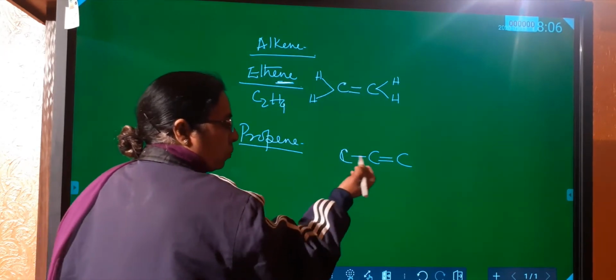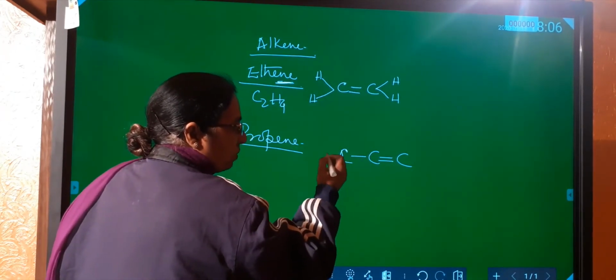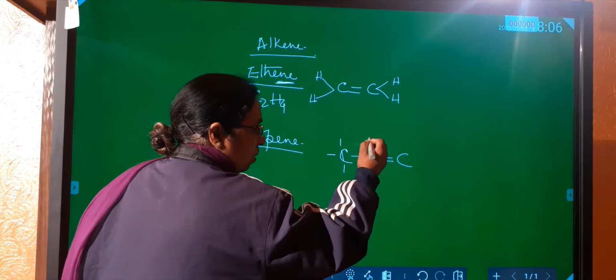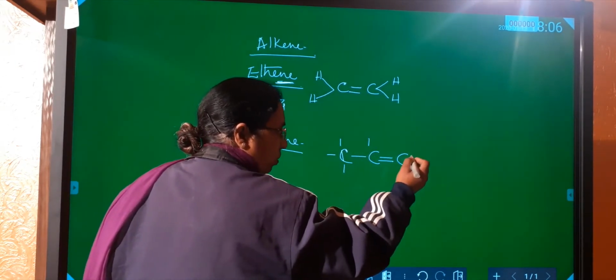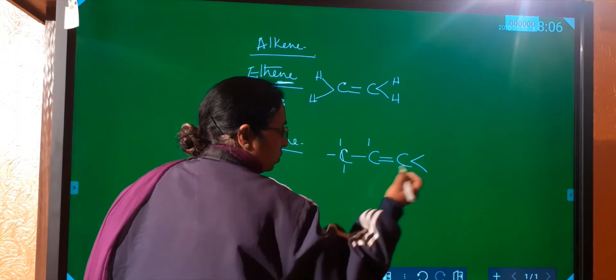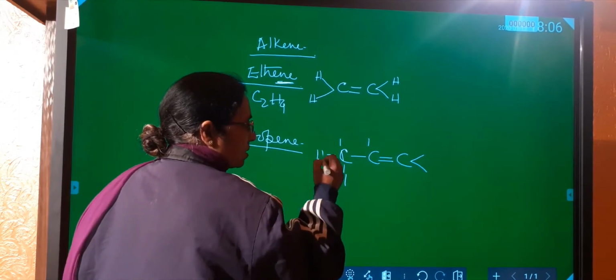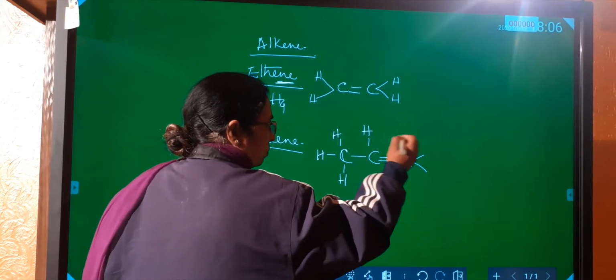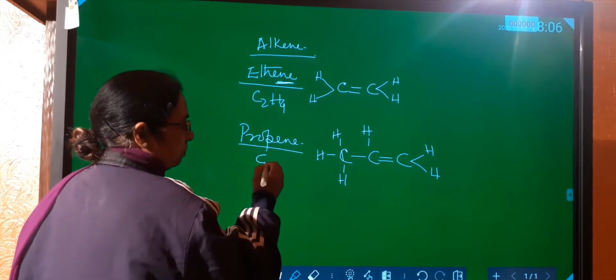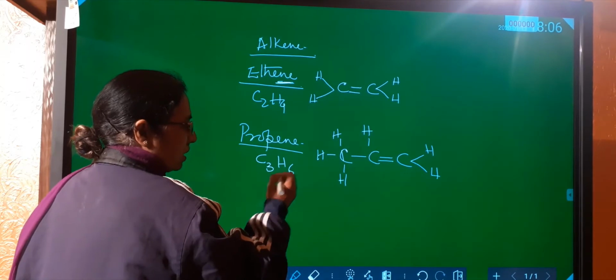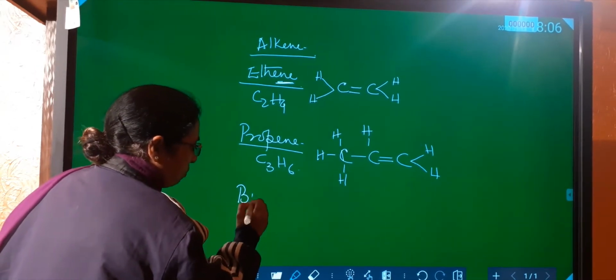Alright, propene. So over here again fill up the tetravalency of carbon. So this is already 3 are there. 1 more I have drawn over here, and this is 1, 2. So this becomes H H. As you can see, this is C3H6. Now let us see about butene.